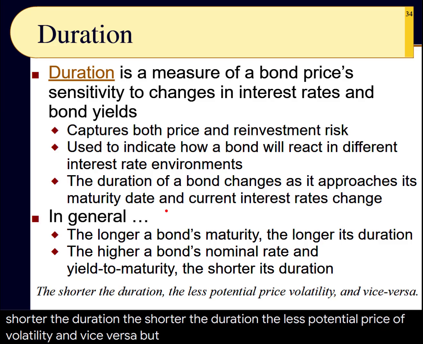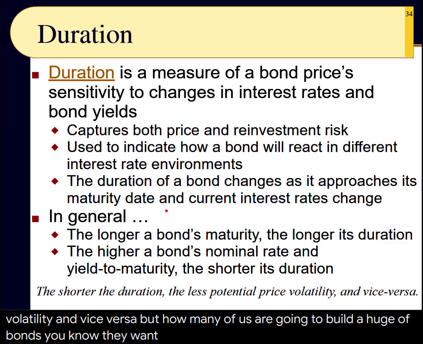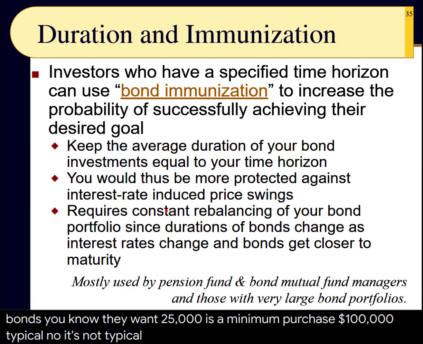But how many of us are going to build a huge portfolio of bonds? They want $25,000 as a minimum purchase, $100,000 typical. No, it's not typical. Unless we buy treasuries. Treasuries at Treasury Direct?